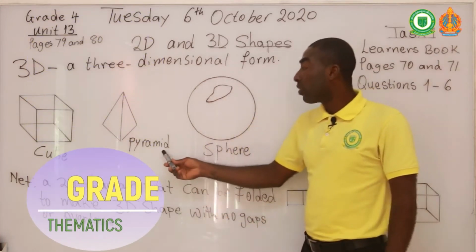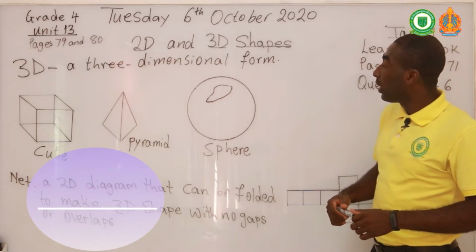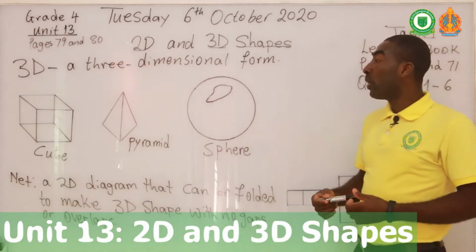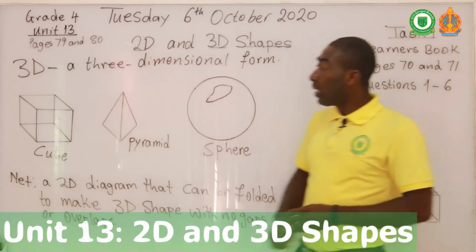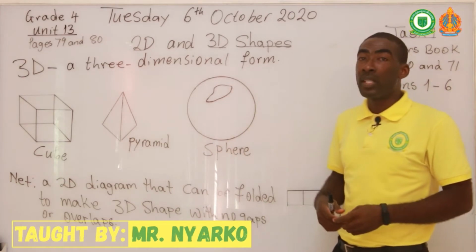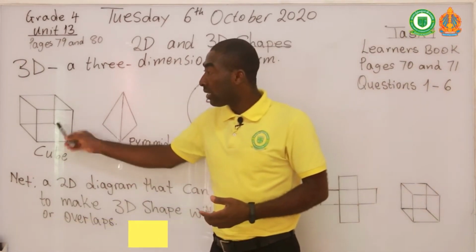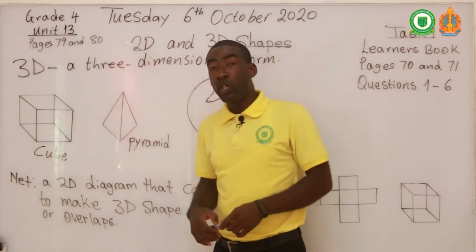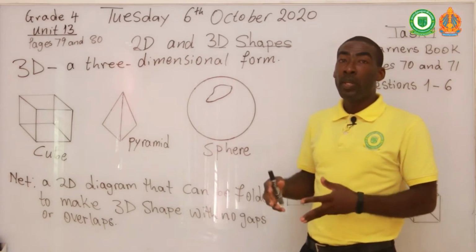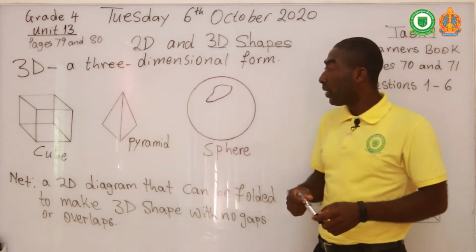A pyramid is also a 3D shape, and then we have a sphere. Okay, a sphere is also a 3D shape. The surfaces of these 3D shapes normally give us our 2D shapes. Assuming you take a surface, that's the face of your cube, you're going to get a square. Okay, so the square will be your 2D, whilst your cube becomes that of your 3D.